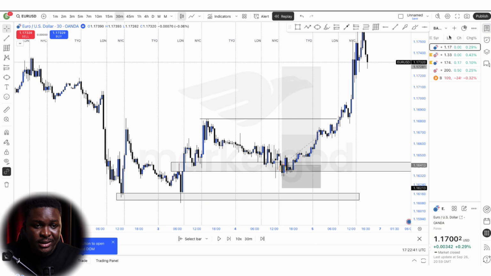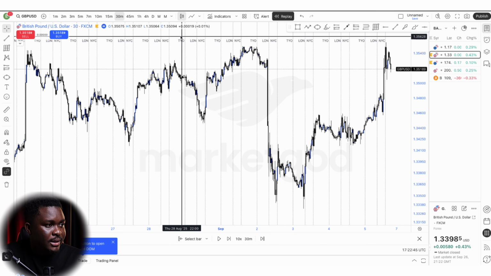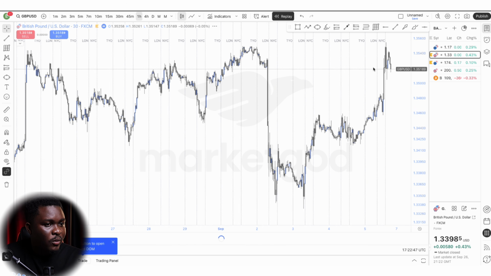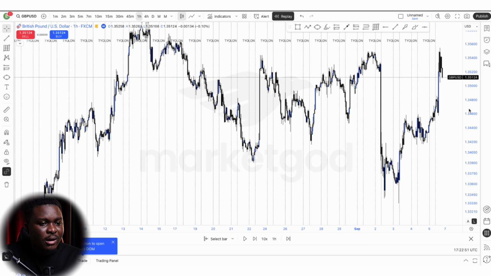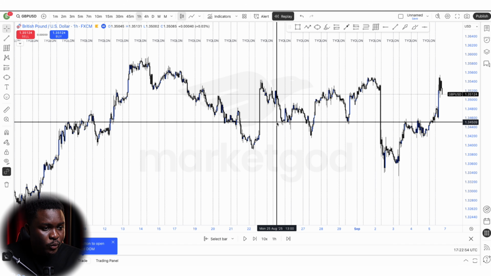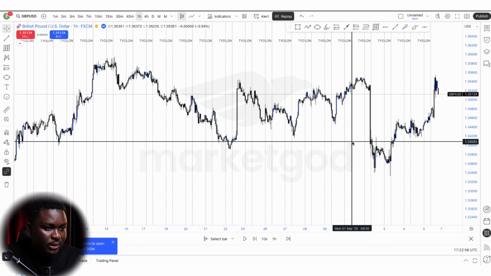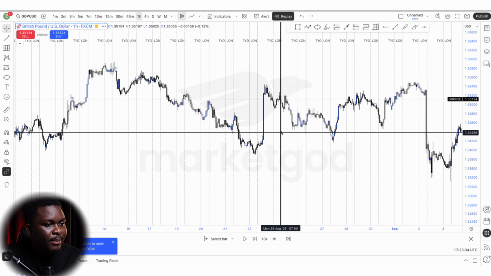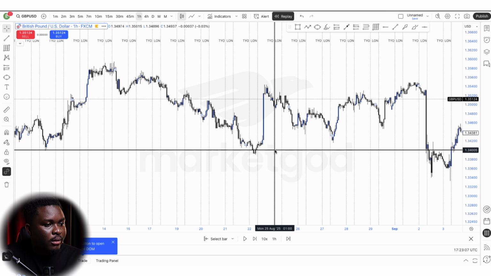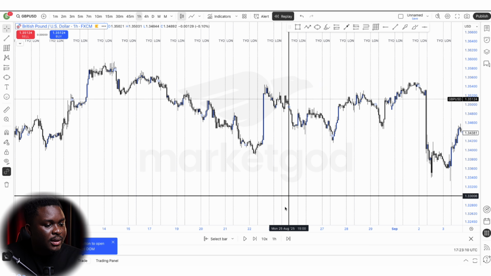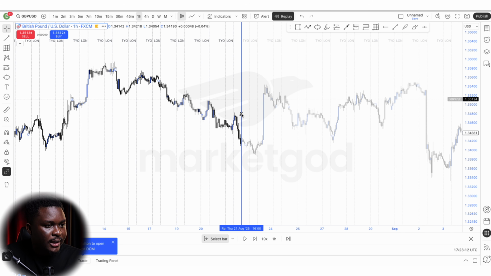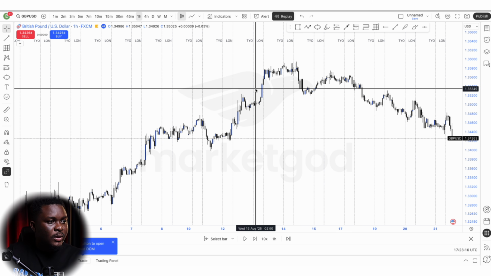Now, let's go to a pair like GBPUSD. This is GBPUSD on the 1 hour time frame now, and let's look out for a couple of setups that we can possibly trade. All right, let's say we want to have our best setup for GBPUSD on the London session. So now let's look at a setup like this.